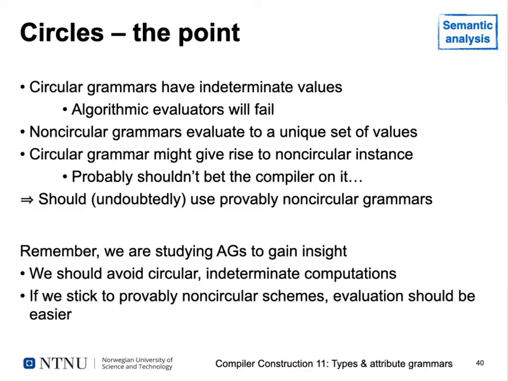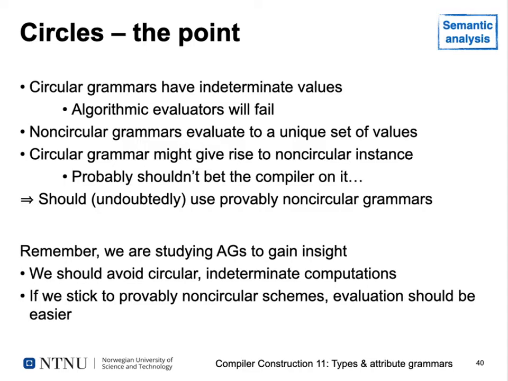So circular grammars have indeterminate values, and our algorithmic evaluators will fail if we have a circular grammar because our evaluation will probably never end. Whereas for non-circular grammars, we know they evaluate to a unique set of values. Still, circular grammars might give rise to a non-circular instance of a grammar, but I wouldn't bet the correctness of my compiler on it. So this is a deep graph theoretical problem that needs to be solved here.